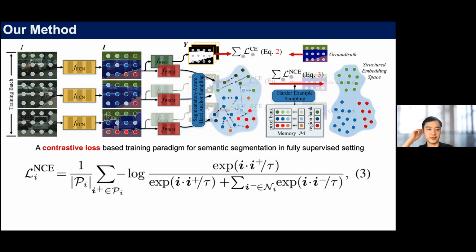Let's see the equation. Here, i is the anchor pixel, and i plus is the positive sample of the anchor, which has the same category. The i minus is a negative sample, which has a different class label from the anchor and the positive sample. Then we will use the InfoNCE loss to do the contrast between the samples. Here, P_i and N_i denote pixel embedding collections of the positive and negative samples.